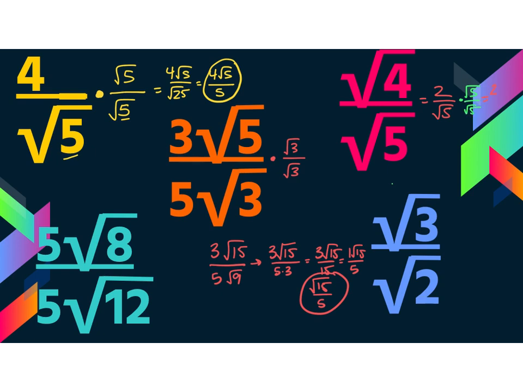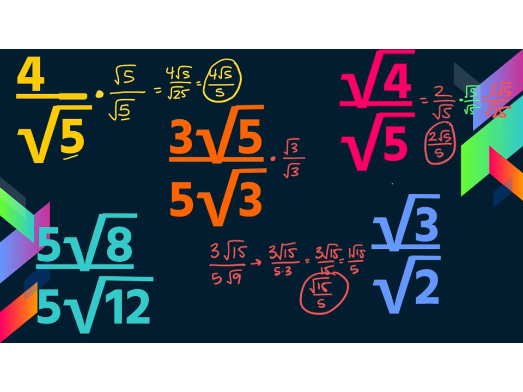So in the top, we have 2 square roots of 5. In the denominator, square root of 5 times square root of 5 is square root of 25. And I can simplify that square root of 25. So I have 2 square roots of 5 in the numerator over 5. And that's our final answer.